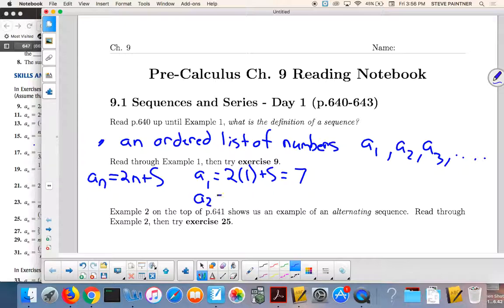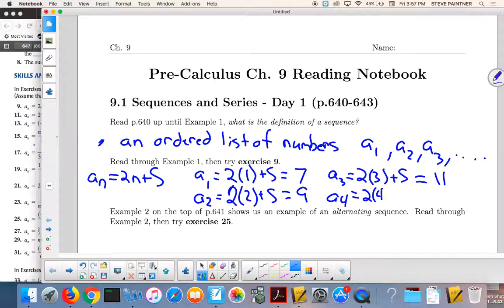A sub 2, we just plug it in, so a sub 2 is equal to 9. A sub 3, again, we're just plugging it into the formula of our sequence, equal to 11. A sub 4 is equal to 13.